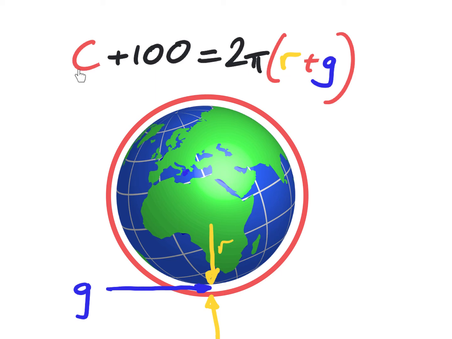So C here was the length of the original rope. We're going to add a meter to it. So I've converted that into centimeters. That just makes the calculation a bit easier later on. And that new circle is this red one here. The circumference of this red circle is 2 pi times the new radius, so 2 pi times (r plus g), where r is the radius of the earth and g is the gap.